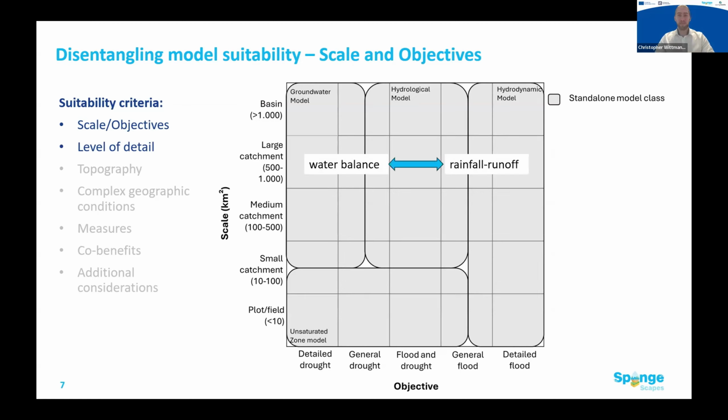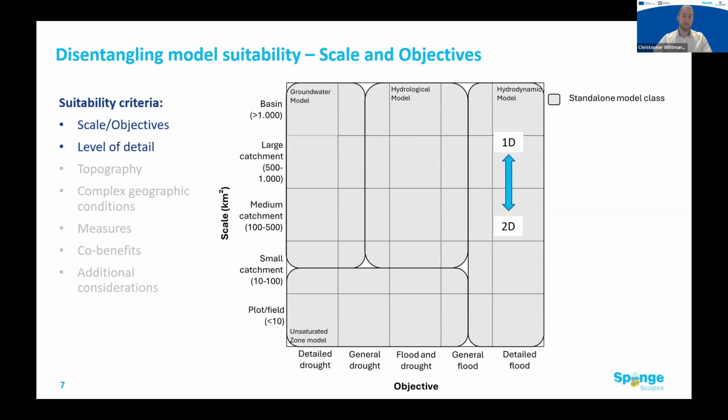But within these different model types, there's also a difference between different types of hydrological models, for example. So if you have a hydrological model and you want to look more to the drought side, maybe it's sufficient to select more of a water balance model. Whereas if you're more interested in flood aspects, maybe it's preferable to use more of a rainfall runoff model. And the same goes for hydrodynamic models. There are also different kinds.